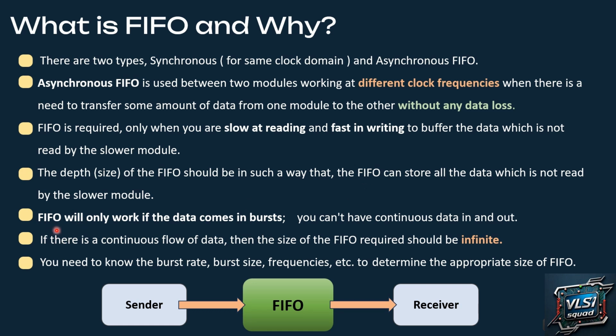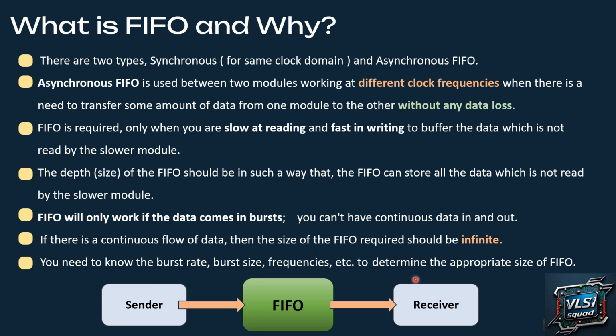Now FIFO will only work if data comes in bursts. Burst means it should come as a package of data, and we should not have continuous data in and out. When the reader is slower and writing is fast, if we keep on writing continuously, the reader will never be able to catch up with what is written by the writer. So if there is a continuous data flow, then the size of FIFO required would be infinite, which is not practically possible. This is one more thing that we should keep in mind.